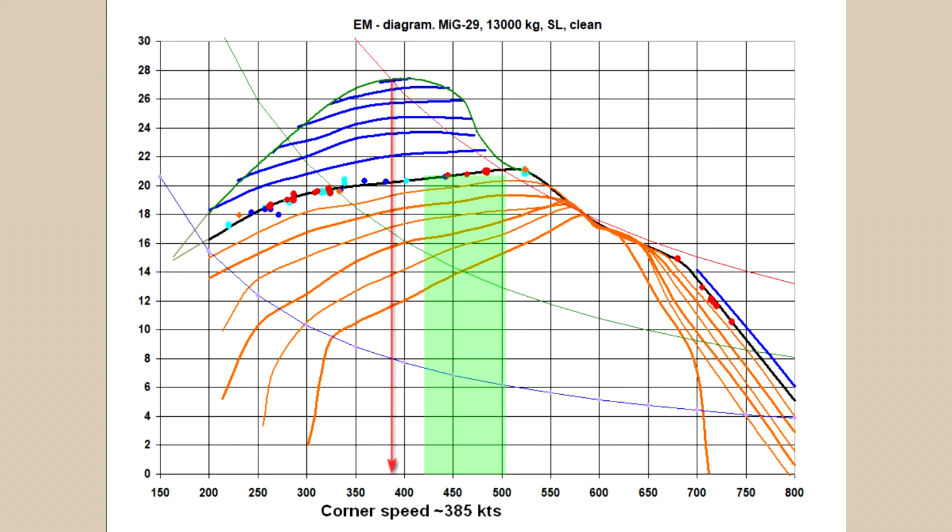The maximum instantaneous turn rate reached 27.5 degrees per second at about 385 knots. The maximum sustained turn rate was around 21 degrees per second at 500 knots and 9G, though it's slightly more efficient to reduce speed a bit, which lowers the radius and, more importantly, the load factor, extending time before G-lock.